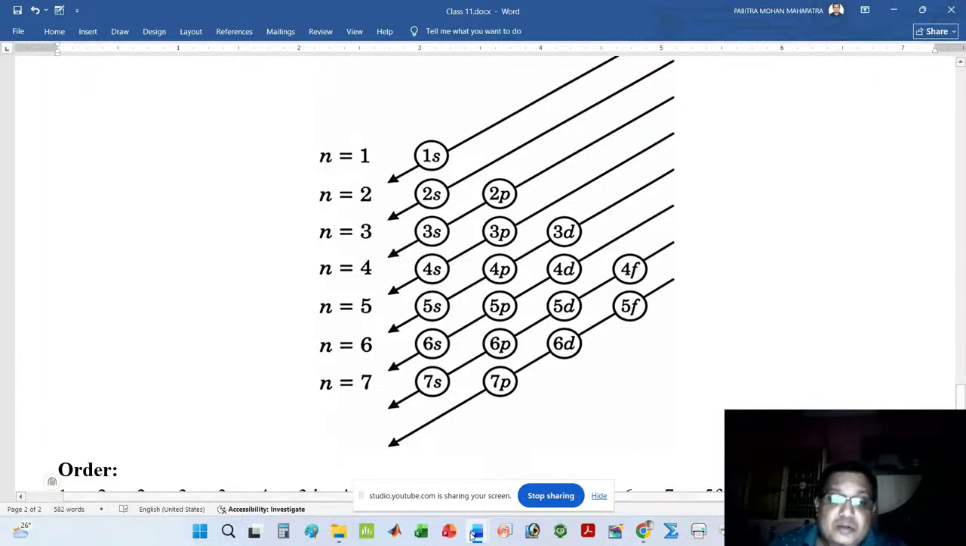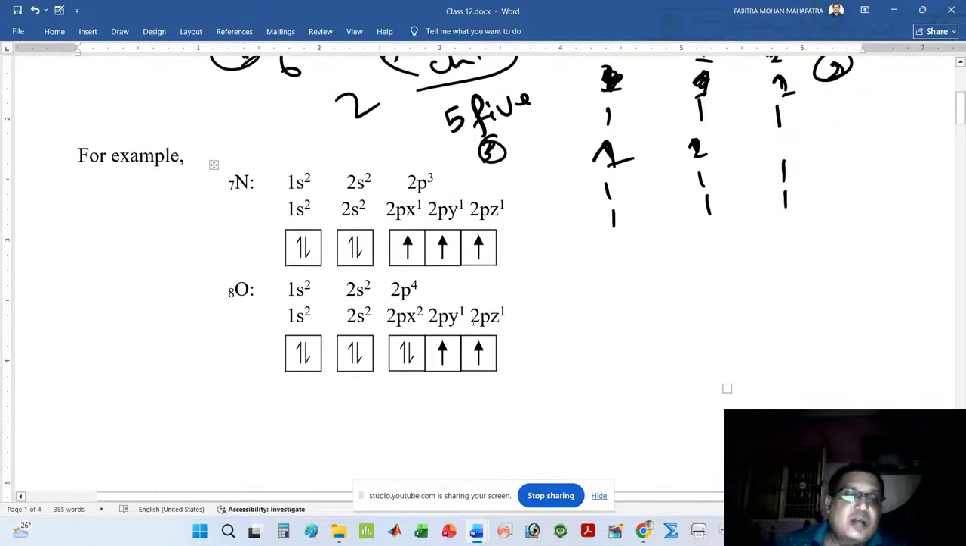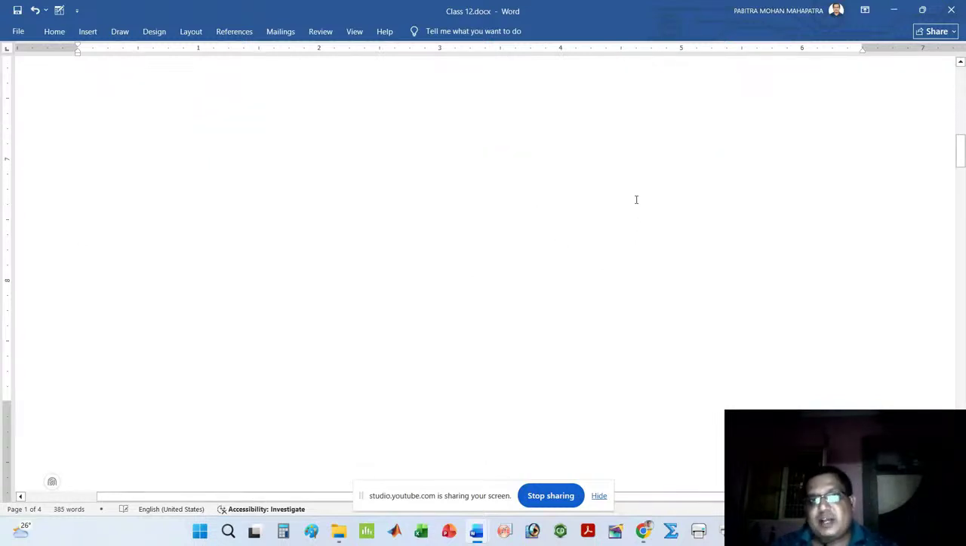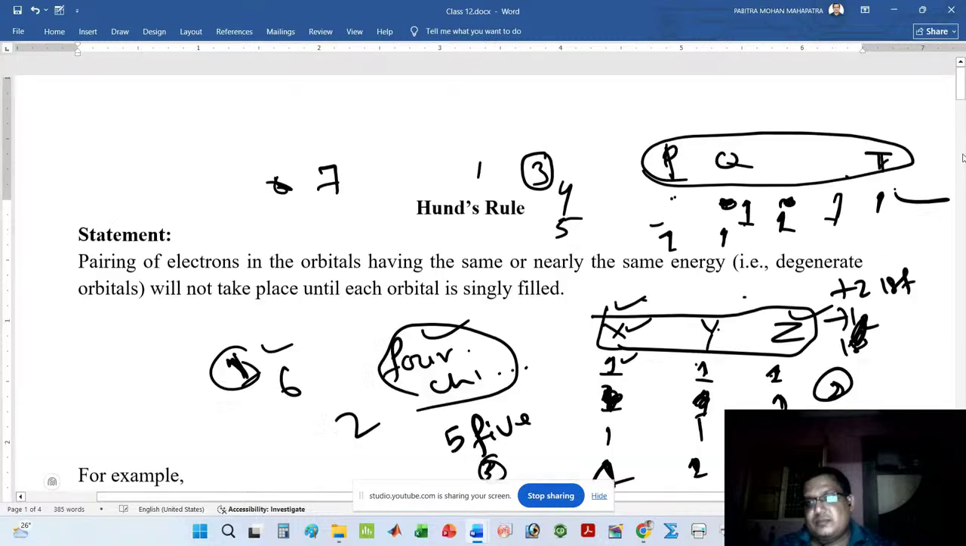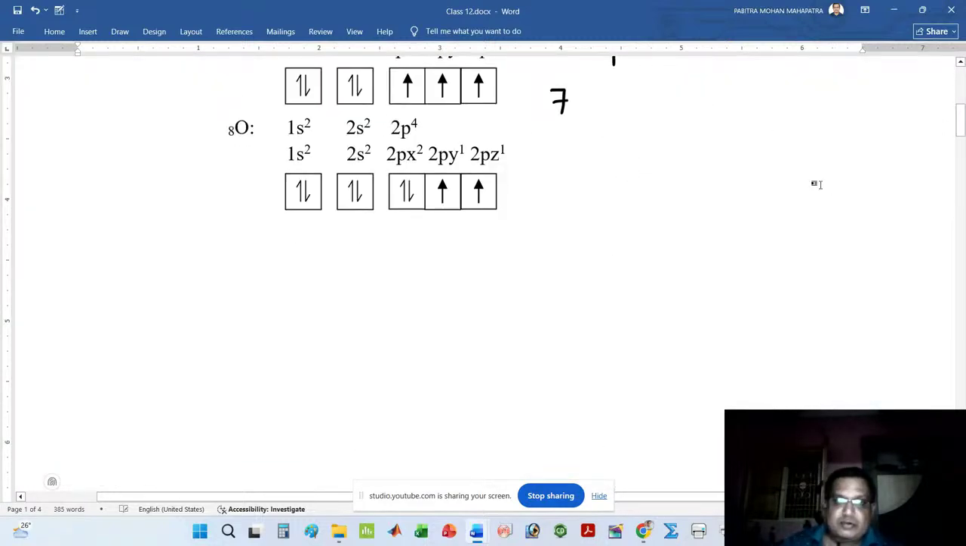But if you think about the orbital, look at that. Suppose I think about the nitrogen atom. A nitrogen atom has 7 electrons. Let me explain how I will distribute the chocolate, I mean the electrons.